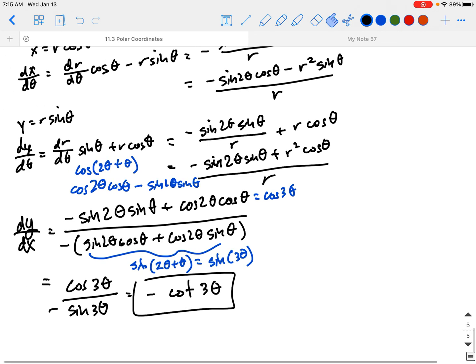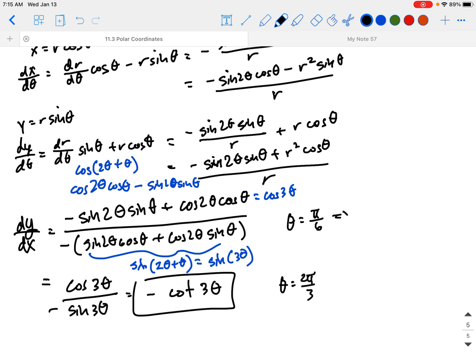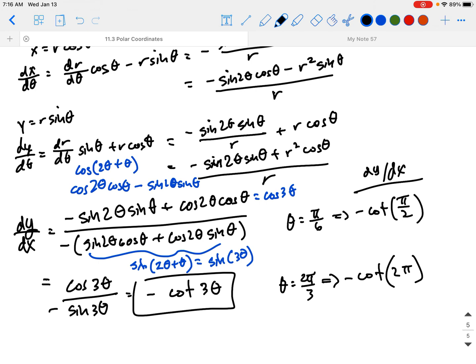All right, so let's go ahead and compute our values then, since we've got a pretty simple calculation here. So if theta is equal to pi over 6, or theta is equal to 2 pi over 3, we'll get negative cotangent. 3 times pi over 6 is going to be pi over 2. And then here we'll have negative cotangent. We'll note this is our dy dx. We'll have negative cotangent of 2 pi. Now cotangent is cosine over sine, so we'll get 0 over 1 for our first slope.